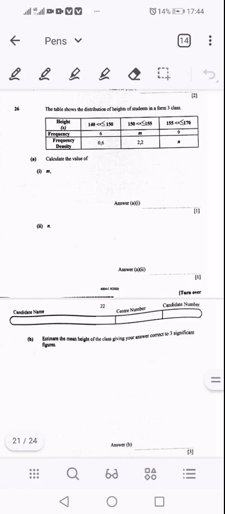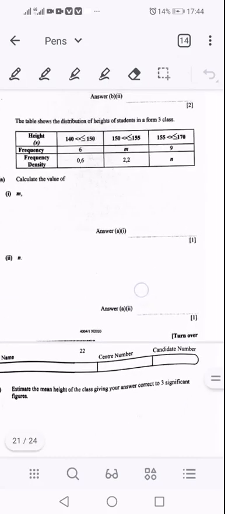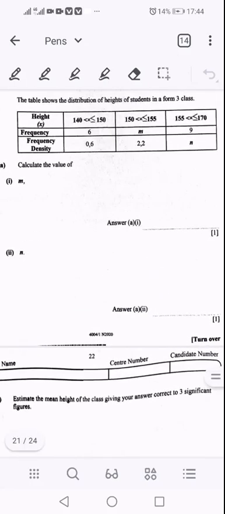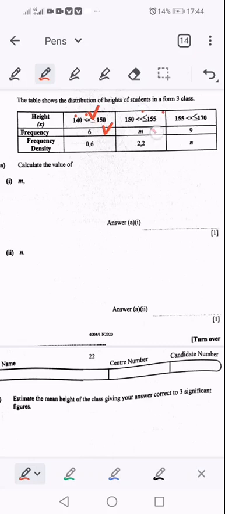The table shows the distribution of heights of students in a Form 3 class, with height represented by X. Height greater than 140, less than or equal to 150, there were 6 students. Then height from 150 to 155, there were M students. Height from 155 to 170, there were 9 students. Then there is frequency density.